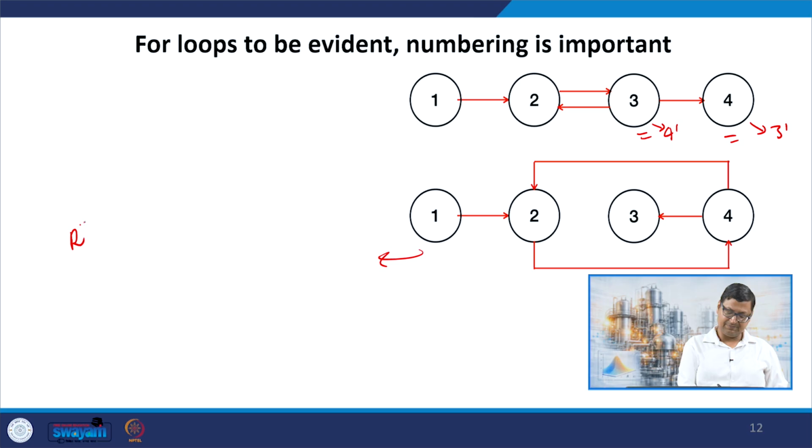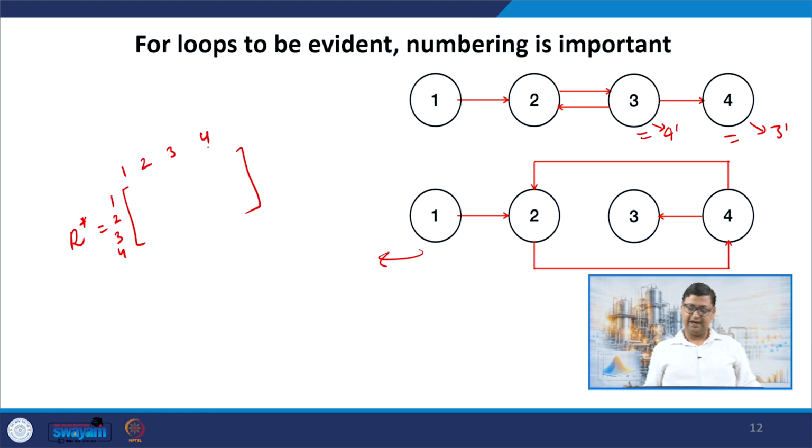So my R star is now going to be, again labeling 1 2 3 4, and I can go from 1 to 2, I cannot come back to 1, and I can go to 4, and I can also go to 3, and from 2 I can go to pretty much 2, I can come back to 2, and I can go to 3, and I can go to 4.